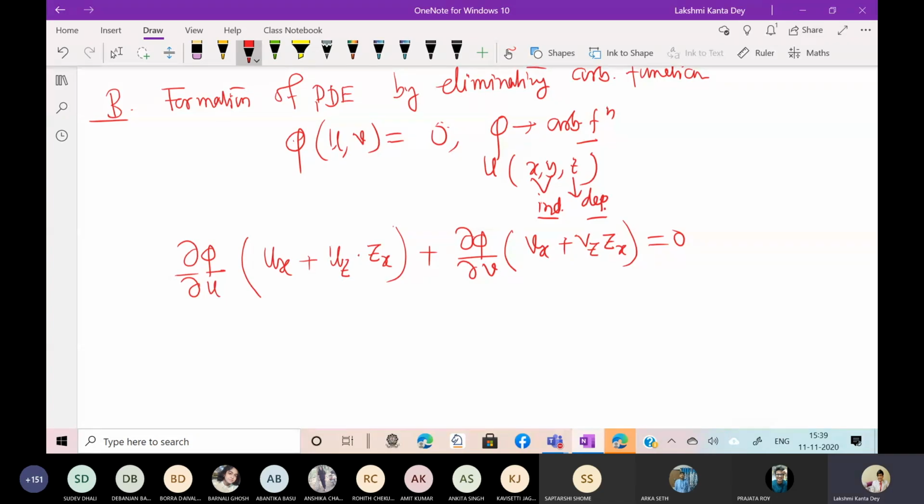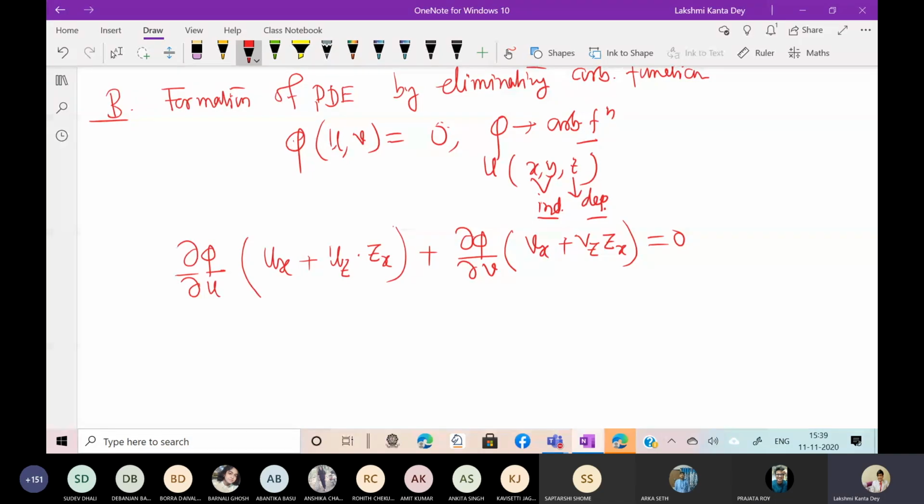Is there any ambiguity here? Sir, could you repeat it once again, sir? Yeah. See, phi is an arbitrary function. It is a function of two variables, u and v.